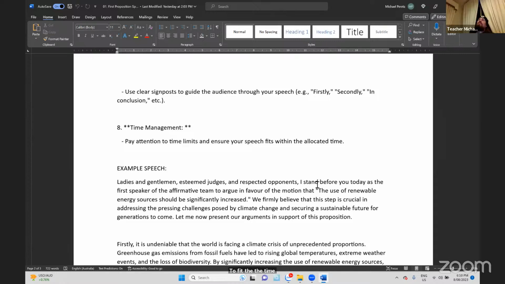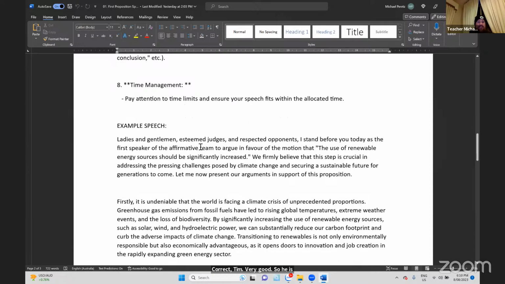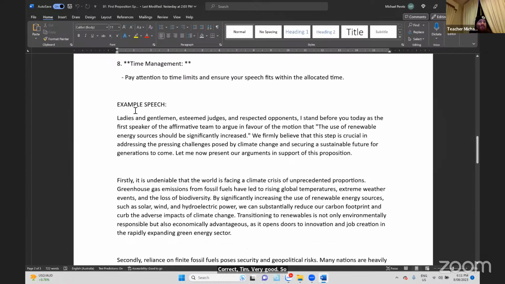Correct. So we want to avoid going over time. We want to avoid talking for longer than we've been given, but we want to definitely speak for longer than 30 seconds or longer than a minute. We want to try and use as much of that time as possible. Very good. So here's an example of a good first proposition speech.